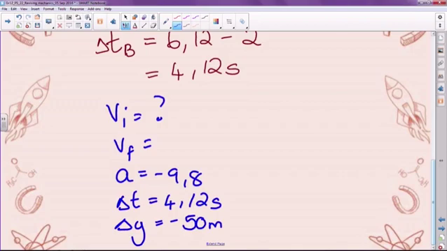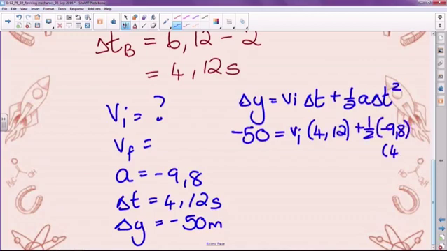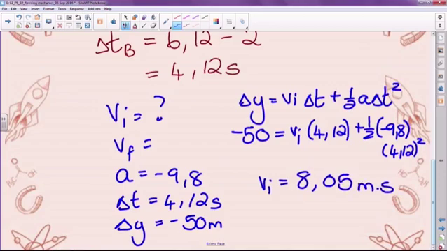So now we look at this and we go, well, we want Vi. So let's use this equation. Delta y equals Vi delta t plus a half a delta t squared. That's minus 50. We want Vi. Okay. And this is minus 9,8. And this is 4,12. Now, just to save some time, grade 12s, because I know you need a break and your brains are a little fried right now, I'm not going to show you all the maths, but what you get is 8,05 meters per second.